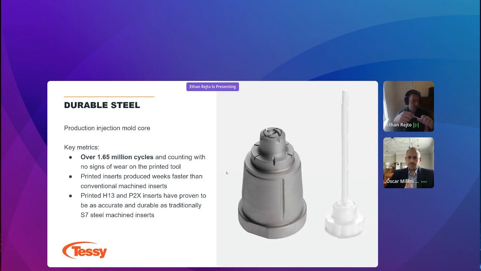So they asked us, can you print us one in your P20 material, one in your H13 material, and we're going to put them into the 64 cavity mold and see what happens. Let's see how it works.